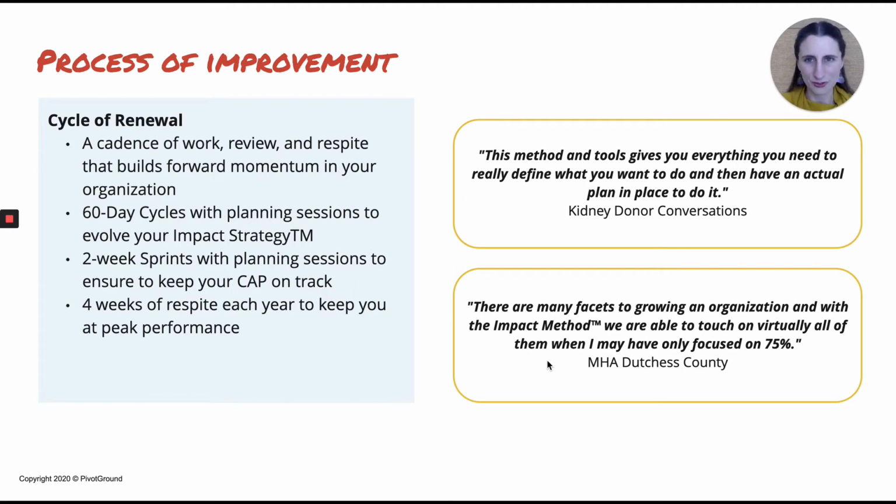The process of improvement, we call this our cycle of renewal, and it's a cadence of work, review, and respite that helps create forward momentum in your organization. It's a change mechanism, and it's the same change mechanism you'll actually use to implement the impact method in your organization. In its simplest form, it's a series of meetings that happen every 2 months, another set of meetings that happen every 2 weeks, and an optional 3rd set of meetings that happen weekly if needed.